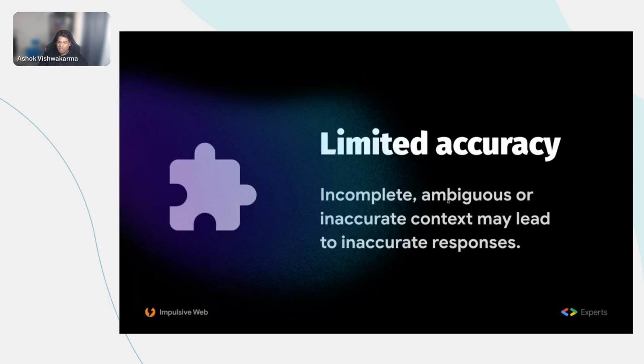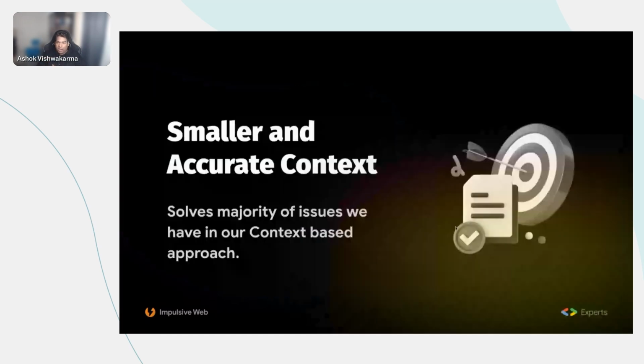And then you also have very limited accuracy, because the context you are sending may not have the information related to the query people are asking. So you're not working in a very accurate space. So the goal here is that we can have smaller and accurate context, some mechanism by which we can do that.